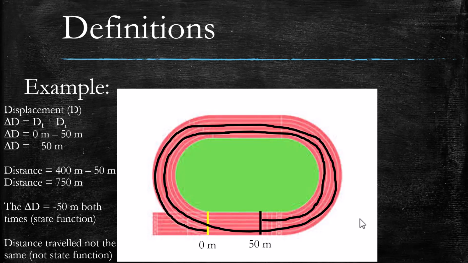If you ran 500 laps and started at the 50-meter mark and ended at the 0-meter mark, your displacement would still be minus 50 meters.